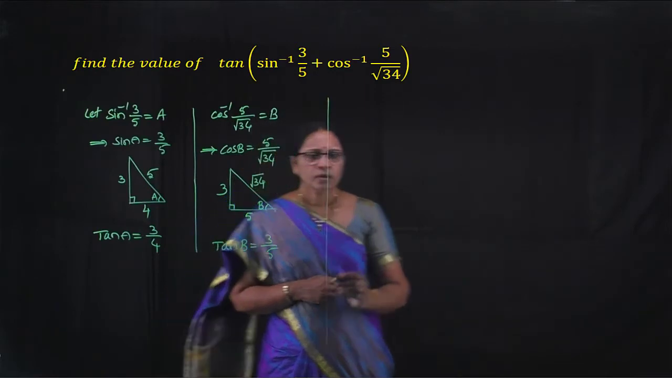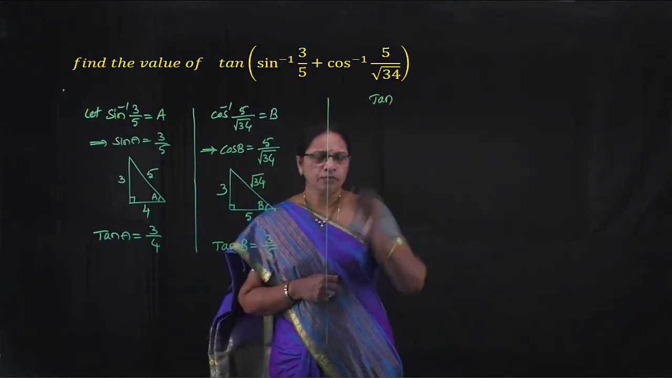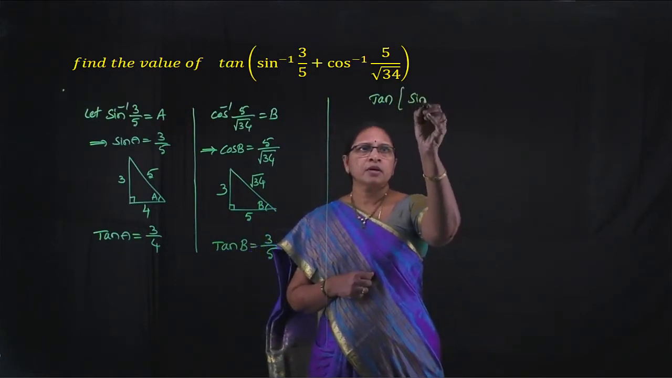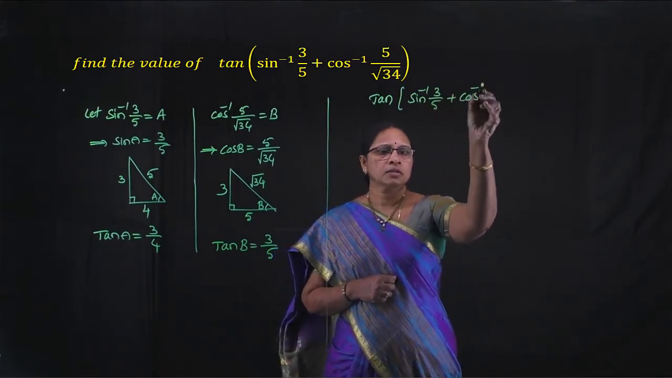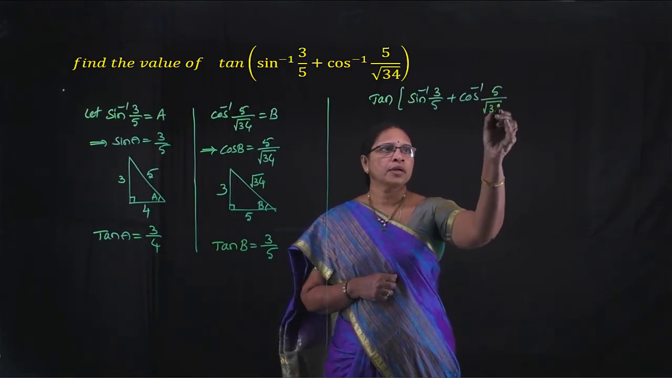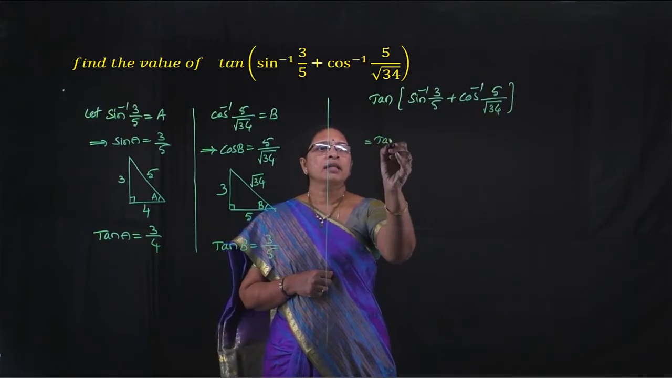Consider the given problem: tan of sin inverse 3 by 5 plus cos inverse 5 by root 34, that is equal to tan A plus B.